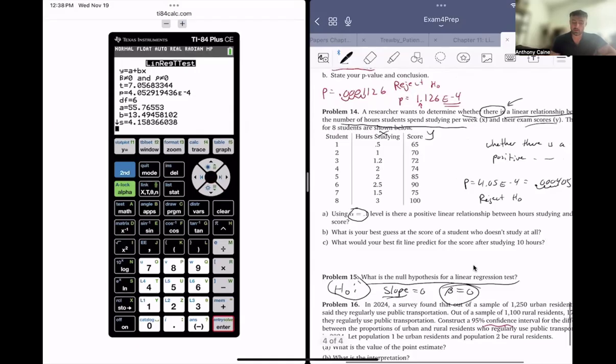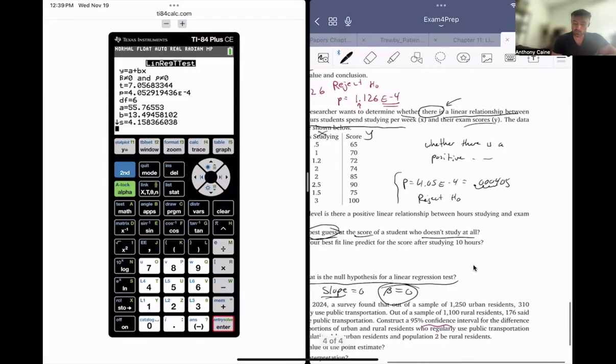So that's part A. Part A is us doing this hypothesis test and using the p-value and saying, okay, we're going to reject the null hypothesis. Now we're going to use the best fit line. So in part B, what is your best guess? We're going to use the best fit line for the score of a student who doesn't study at all.